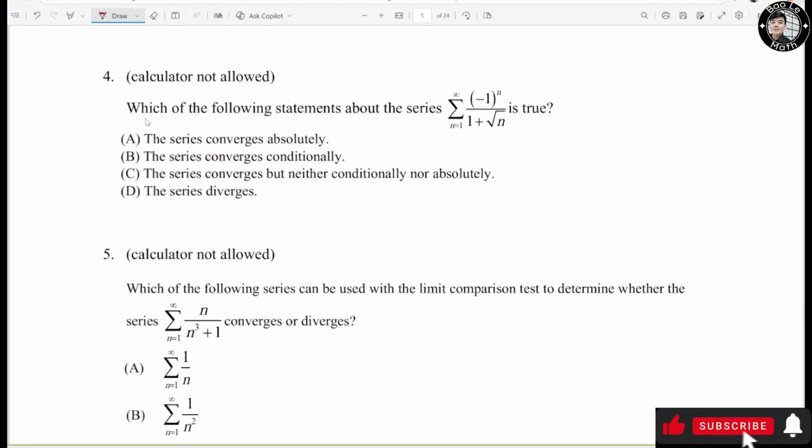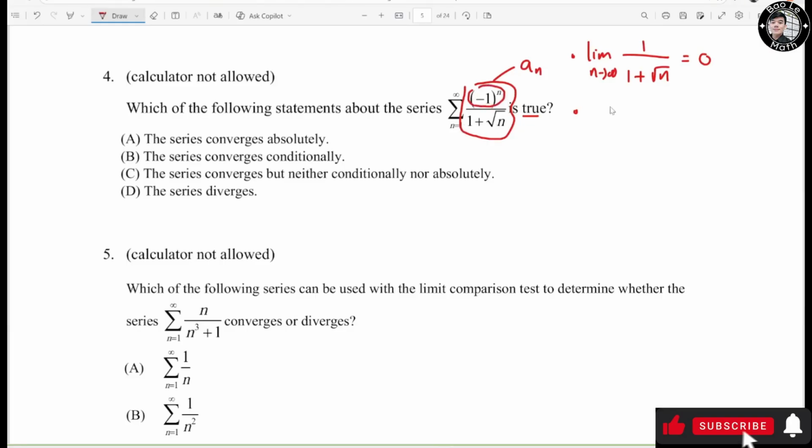Now let's move on to question 4. Which of the following statements about the series is true? Alright, so we're going to let the whole thing right here be a sub n, right? So this is actually an alternating series. We need to find the limit of 1 over 1 plus square root of n when n approaches infinity, right? It's actually 0. Second one, don't worry about this, right?